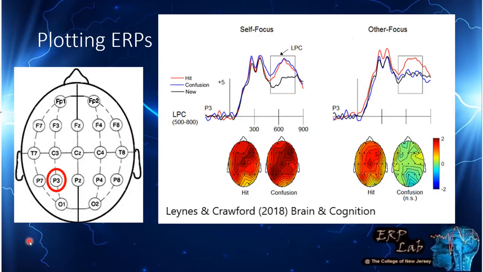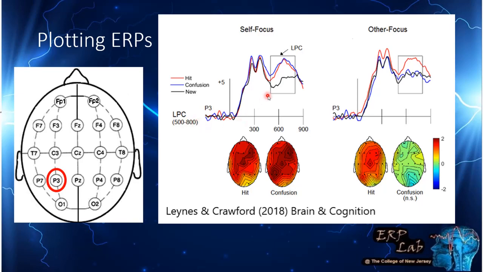In research papers that present ERP data, even though recordings are taken from a number of electrodes across the scalp, they'll often plot representative electrodes. Like here you see P3 is presented in this research paper, and you can have x-axis is time, y-axis is voltage, and you see this particular ERP called the LPC is defined as 500 to 800 milliseconds.